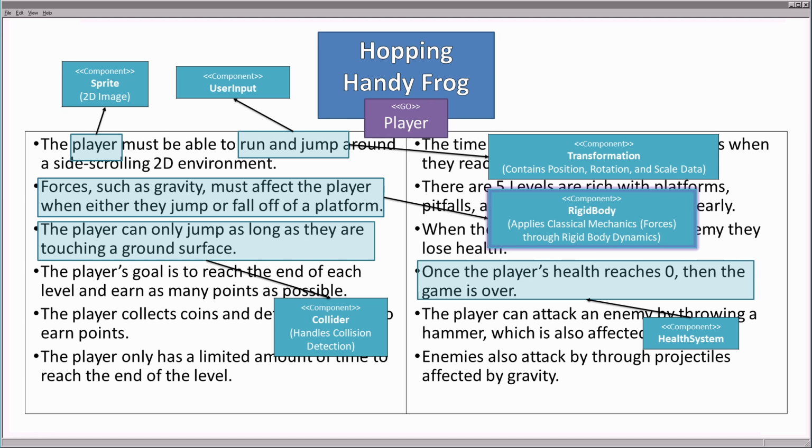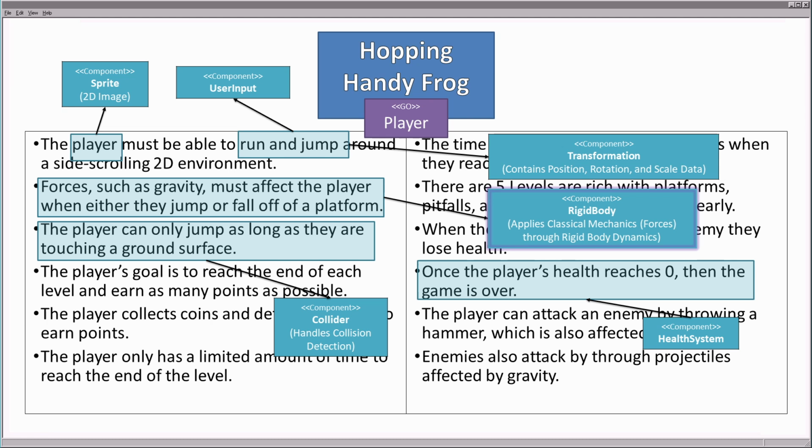We also notice a special highlighted component called a rigid body. One major detail to note is this type of game requires more sophisticated physics in terms of both detection and response. A rigid body is a common type of component that applies classical mechanics to a game object. Keeping in mind that classical mechanics is a branch of physics concerned with the study of bodies in motion, which are affected by forces.